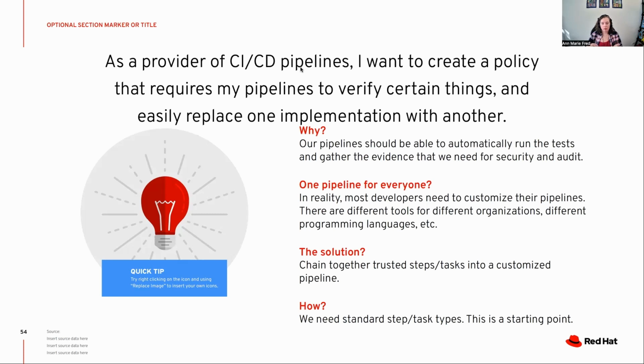But in reality, most developers need to customize their pipelines, and there are different tools that are used by different organizations. People use different programming languages, so there's really no one size fits all. And if you try to write a perfect uncustomizable pipeline for everybody, you're just going to end up with 50 different pipelines that you're maintaining. So the solution we want is that we can chain together trusted steps and tasks into a customized pipeline, while still knowing that the steps were trusted and that we know what the steps are checking. And in order to do that, we need standard step or task types. So this is a starting point that lets us build what we need.